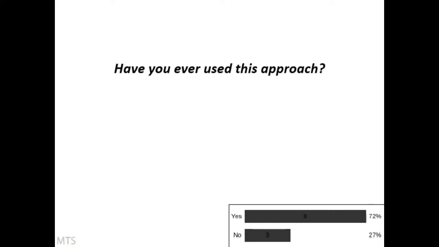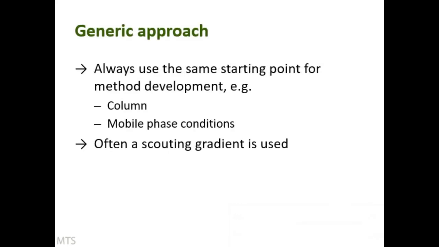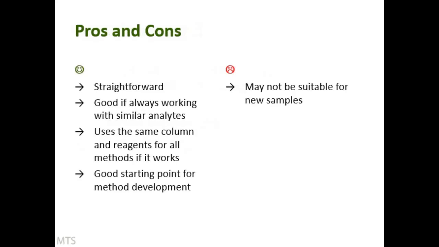Okay, what about a generic approach? So the idea with this is that you always use the same starting point. So you have a favorite column and a preferred set of mobile phase conditions. And what you might combine this with is some type of scouting gradient. So if it is HILIC or it is reverse phase, these are straightforward ideas of very long range gradients. And there's a lot of literature on how to do this. So the pros and cons, well, it's very straightforward. And it could work quite well if you always have similar types of analytes, which might be the case. You might be working in similar compounds all the time. It does use the same column and reagents if it works.